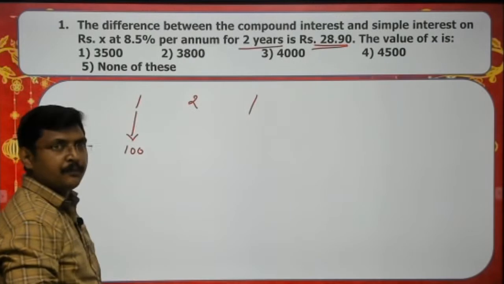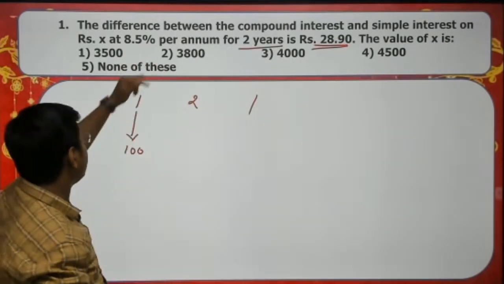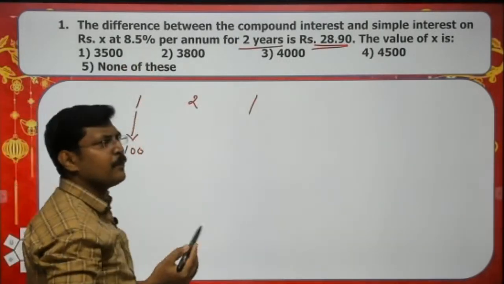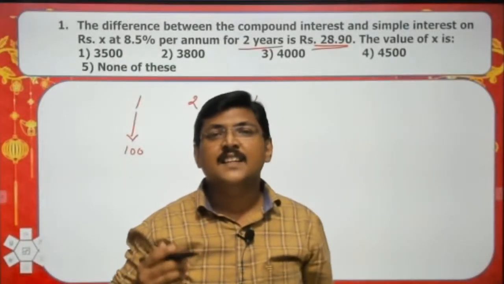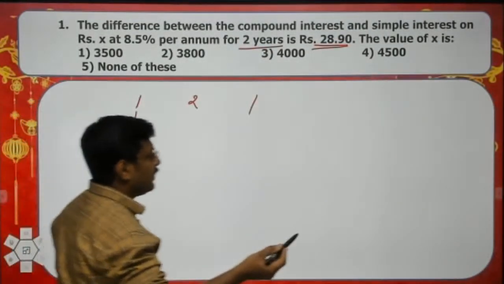that is a principal, we need to find the interest, and the rate is clearly given as 8.5. 8.5 in fraction we can write as 17 by 2, right? That's an easy way. So simply I will write like this, listen carefully.